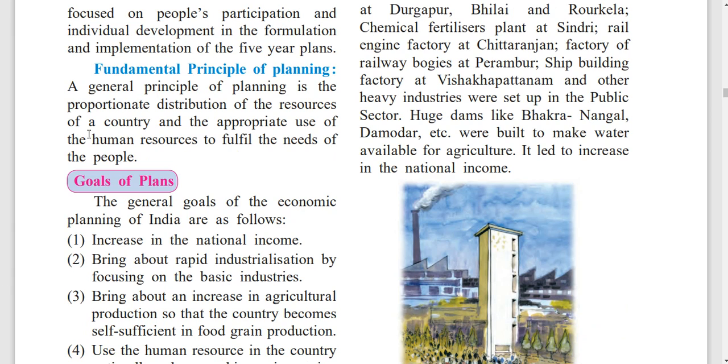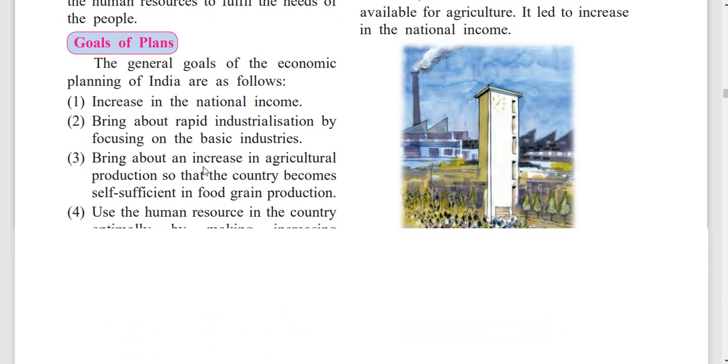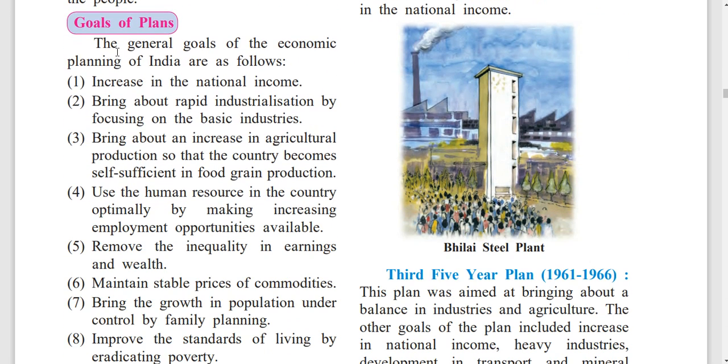Fundamental principle of planning. A general principle of planning is the proportionate distribution of the resources of a country and the appropriate use of the human resources to fulfill the needs of the people. Goals of plans. The general goals of the economic planning of India are as follows. First, increase in the national income. Second, bring about rapid industrialization by focusing on the basic industries.